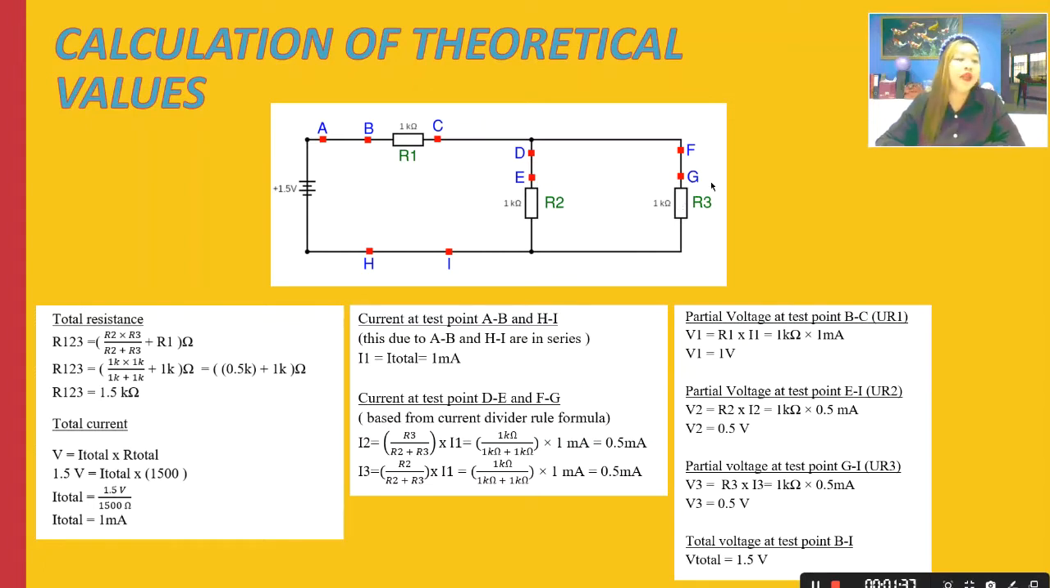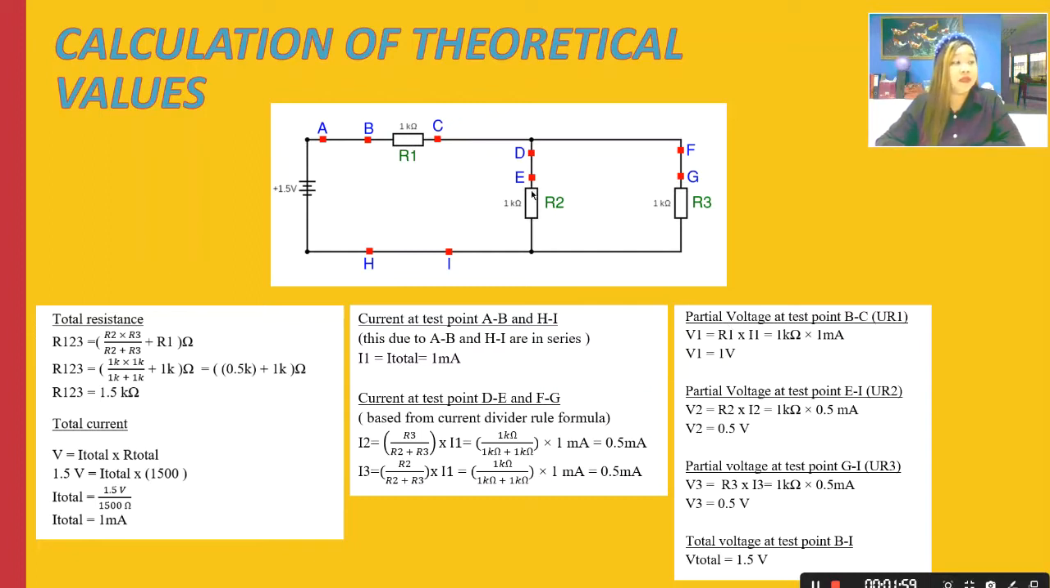Okay, and the partial voltages at test points BC, EI and GI for resistors R1, R2, and R3, we can calculate with the formula V equals IR. So for resistor R1, we know that I1 is 1 milliampere and R is 1 kilo ohm. So we get 1 volt.